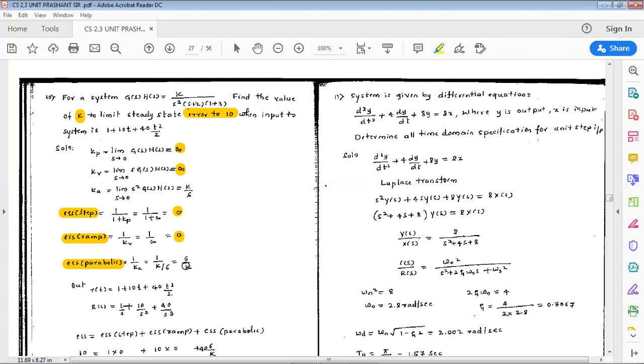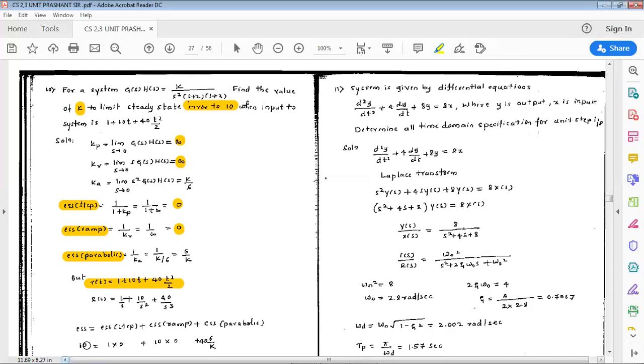So again, as we saw in the previous numerical, here they have given R of t, means the given input is what? 1 plus 10t plus 40t square by 2. 1 is in standard form step input, 10t is a ramp again, 40t square by 2 is again a standard form of parabolic, right? Its Laplace transform is given as R of s, which is equal to 1 by s plus 10 by s square plus 40 by s cube. Now, they are asking you to find this K when steady state error is limited to 10. So that's what we have written here.